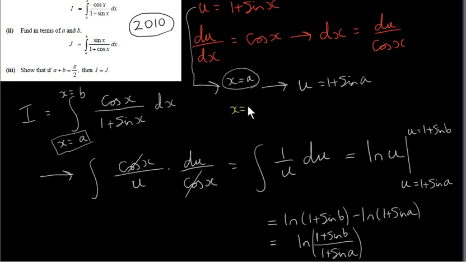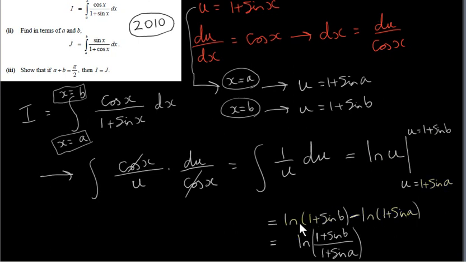And if we let x equal b, which is the upper limit, we get u equals 1 plus sine of b. So the lower limit is 1 plus sine a, the upper limit is 1 plus sine b. So what we do is we write this out, replacing u with the upper limit, which is 1 plus sine b. Then we have a minus sign. We write this out again, replacing u with the lower limit, which is 1 plus sine a.